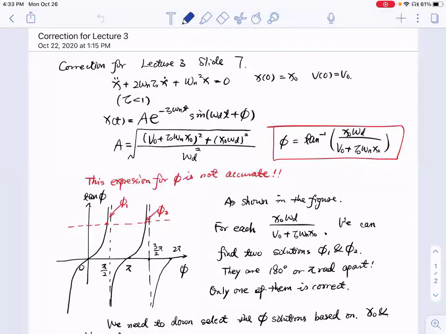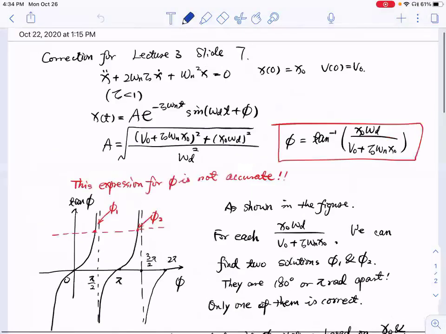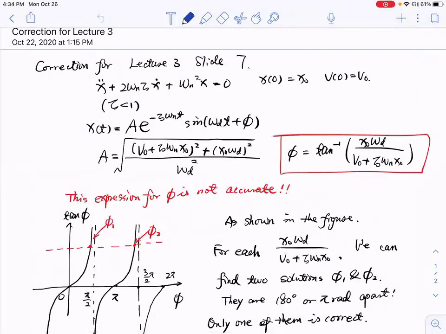So when we talk about free vibrations for an underdamped system, we know that your solution is going to be A e to the power of something. That means it is an oscillation that decays, whose amplitude decays exponentially over time. Here A is our amplitude, phi is our phase lag, and A and phi depend on your initial conditions.